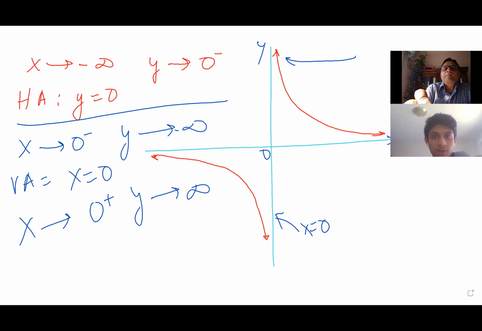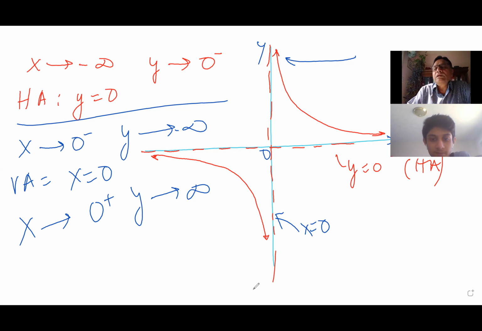And y equals 0 is your horizontal asymptote. I prefer to draw horizontal asymptotes like this along the x-axis, and we can write this as y equals 0, the horizontal asymptote. And that is my vertical asymptote. Is that clear to you? Yes, sir. So that is how you define horizontal and vertical asymptotes. Different kinds of functions will have different horizontal and vertical asymptotes. Is that clear to you?